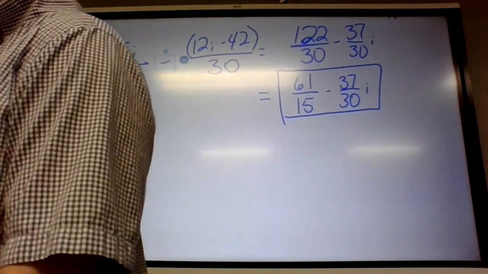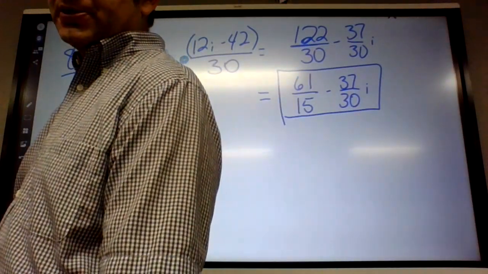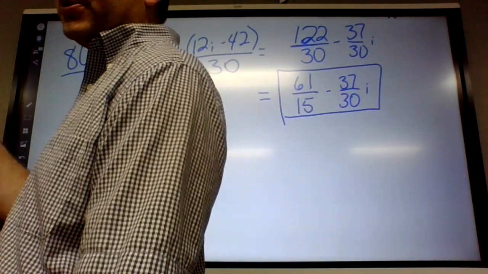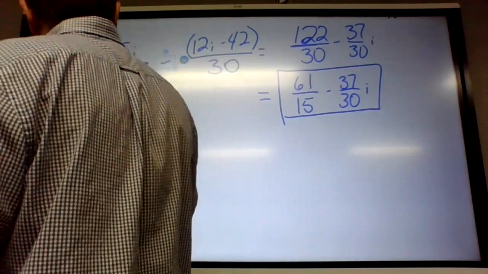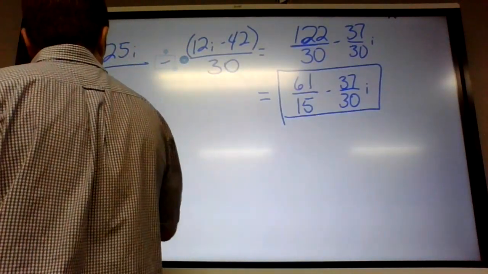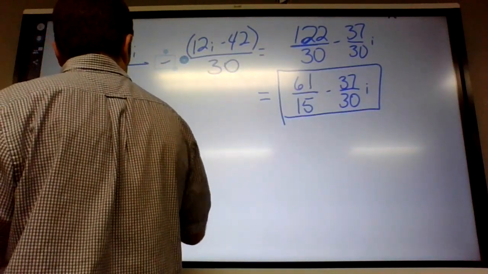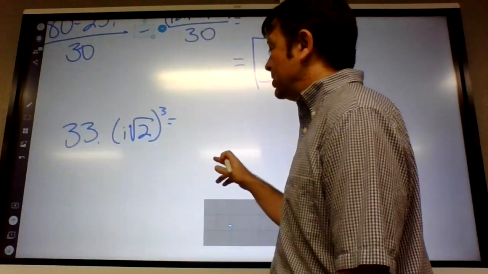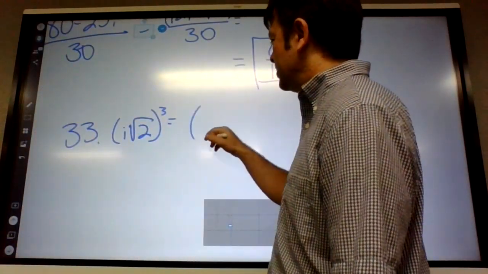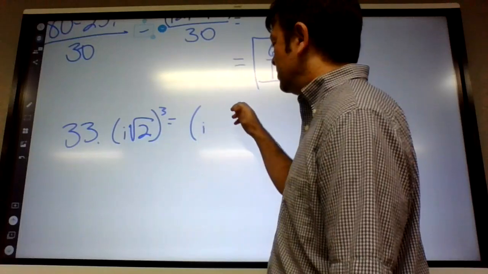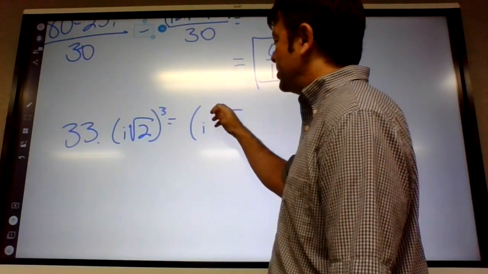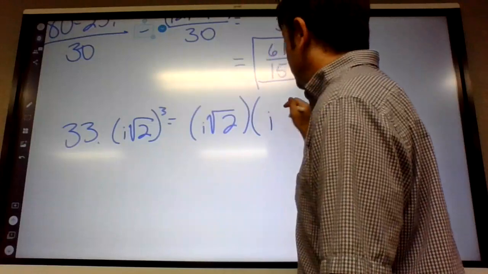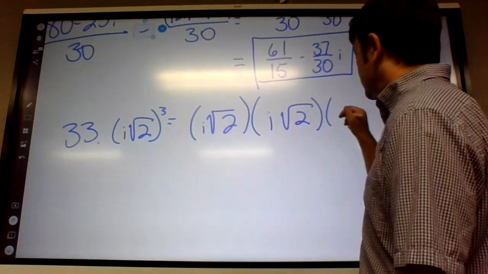Okay, 33, square root of 2. By the way, there's something similar on 32. On 32, it's a FOIL, but you have to do square root of 3 times square root of 3. On 33, we're doing square root of 2 cubed. Okay, what does it mean to cube something? Instead of by 2, it's by 3. No, 3 times. You're multiplying it by itself 3 times. So 1, 2, 3.